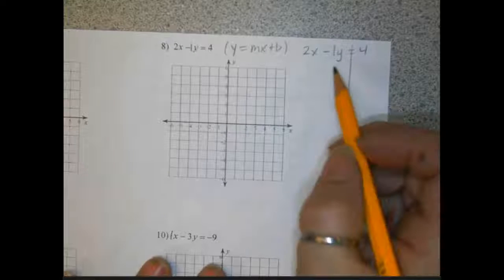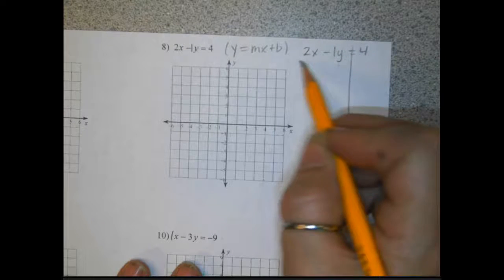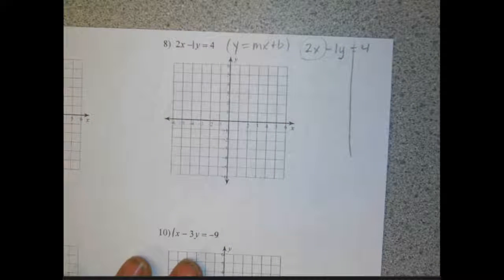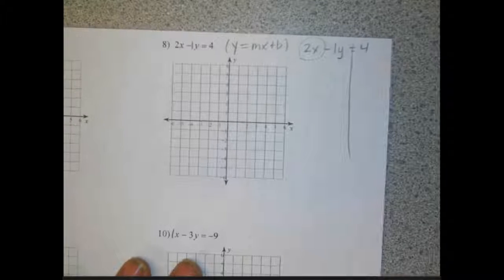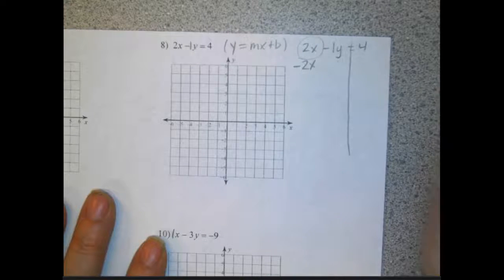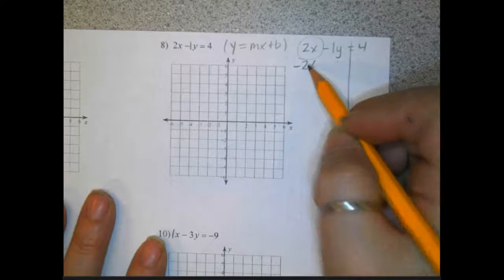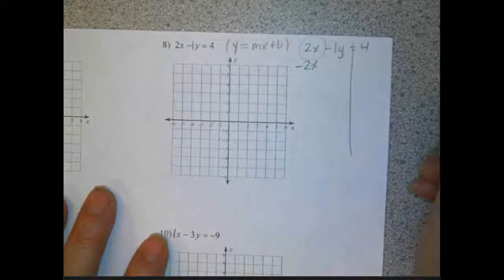Yes, because what I want is y by itself on this side. So I need to move this guy. How do I move this guy? If I'm going to do negative 2x, because I want to move the whole term, I can't separate them unless I'm dividing. So I'm going to subtract negative 2x on this side.